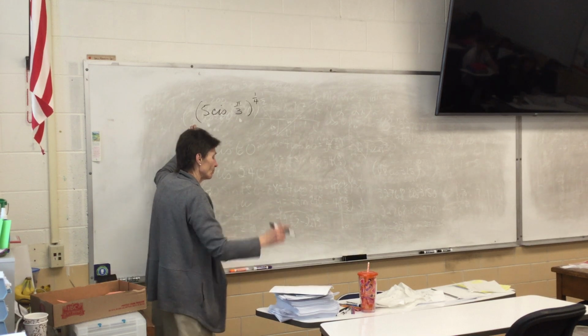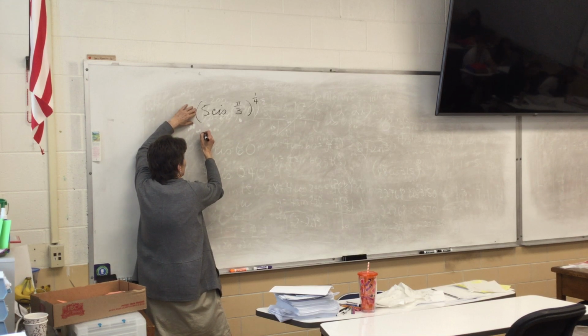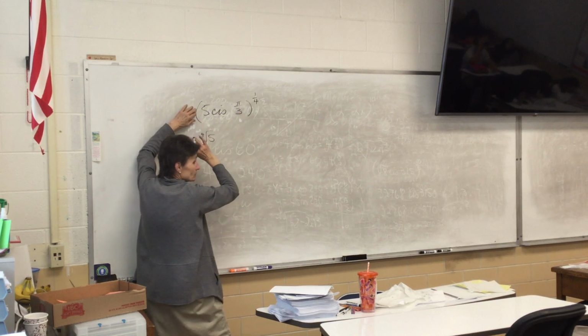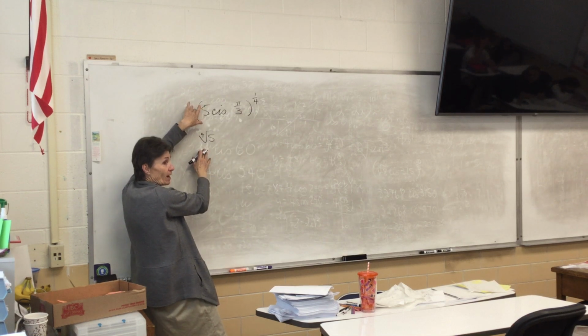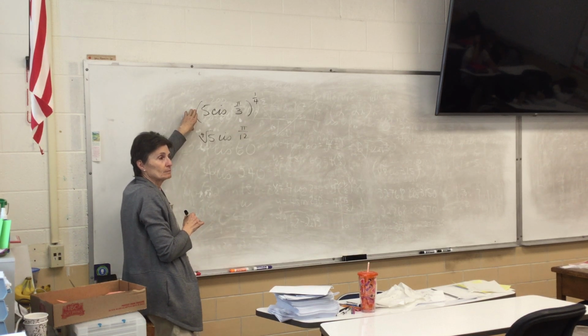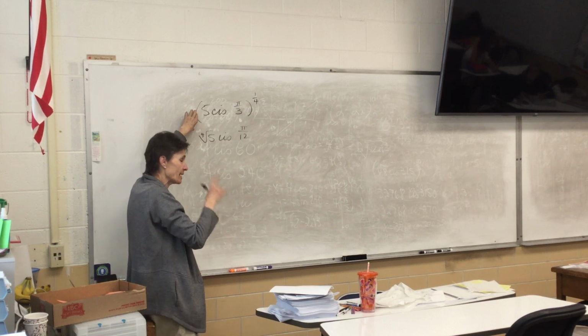All right, so here we go. What does De Moivre say? The radius goes to the power: 5 to the 1/4, or the fourth root of 5, cis pi over 12. Radius to the power, angle times the power.